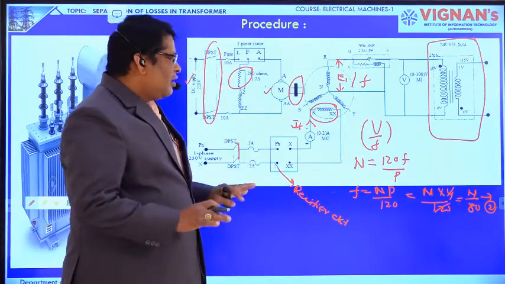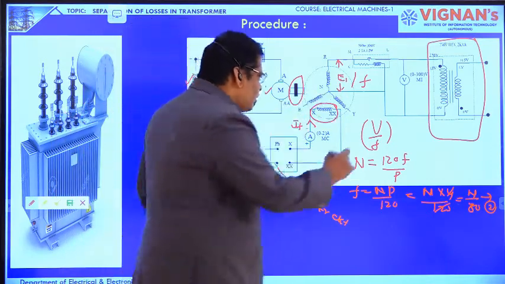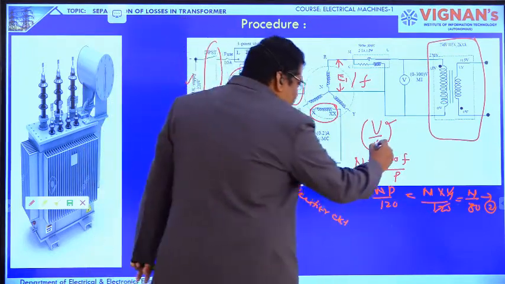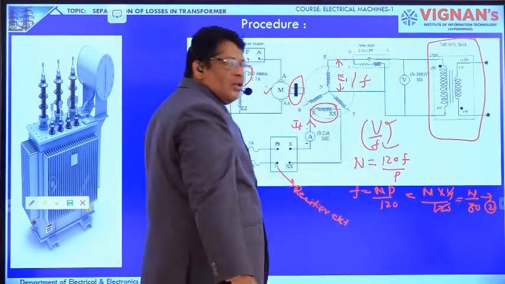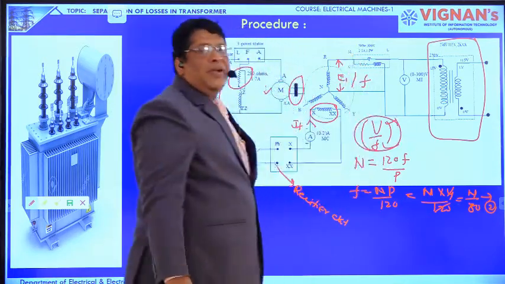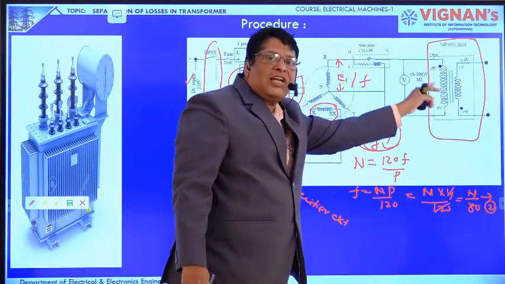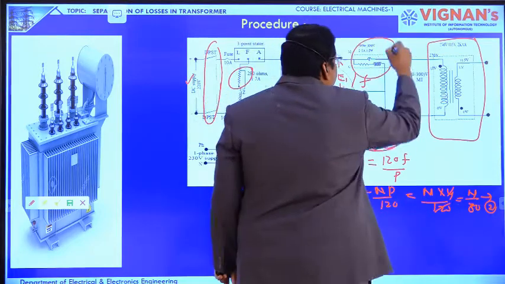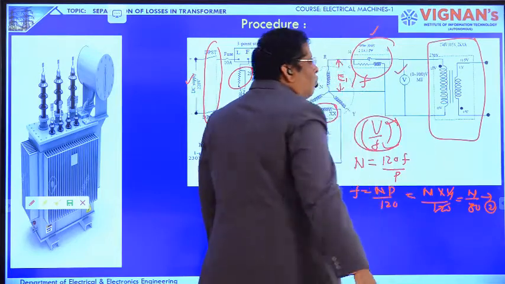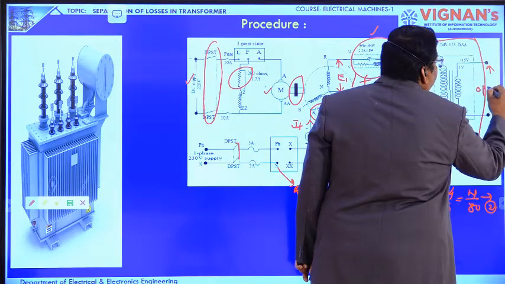Finally, see here how we maintain V by F as constant: by changing the field current, we change the voltage. By changing the speed of the motor, we change the frequency of the voltage applied to the transformer. We change them in such a way that the V by F ratio is constant. Now, to measure how much power is taken by the transformer, we kept one wattmeter. To measure how much voltage is applied to the transformer, we kept one voltmeter. The secondary winding is open. It is not connected to anything.